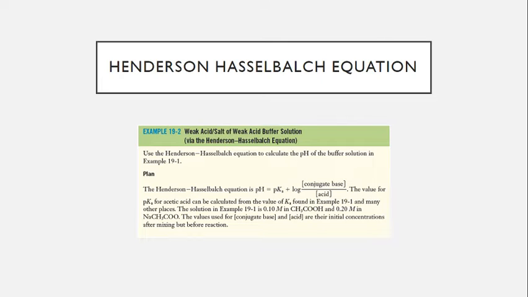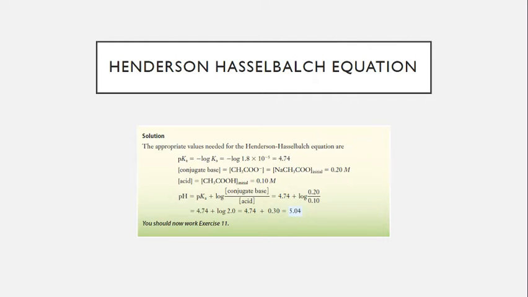Now we have an example of the Henderson-Hasselbalch equation. The Henderson-Hasselbalch equation is pH equals pKa plus the logarithm of the conjugate base over its acid. The value for pKa is calculated from Ka using the negative logarithm function. Here's a simple solution to the problem from the last slide.